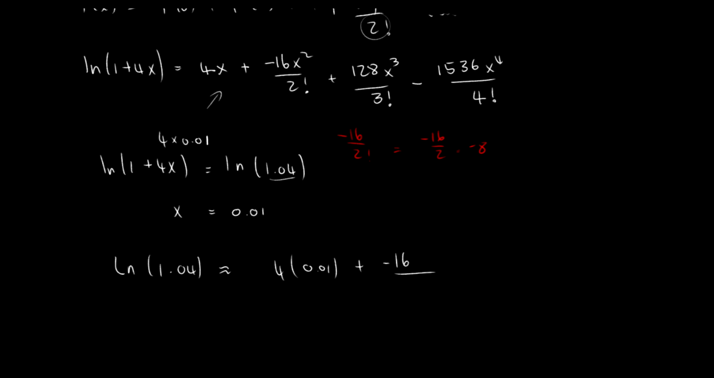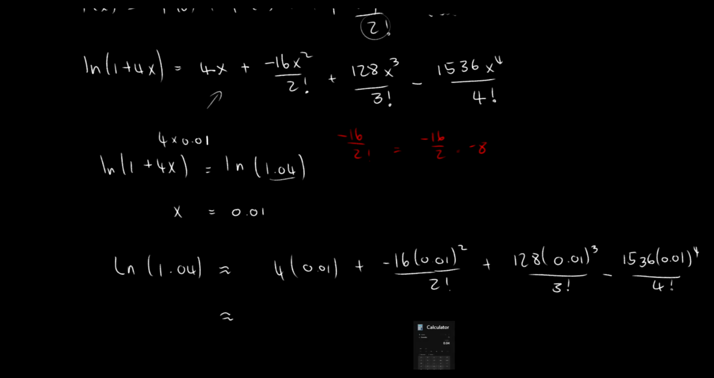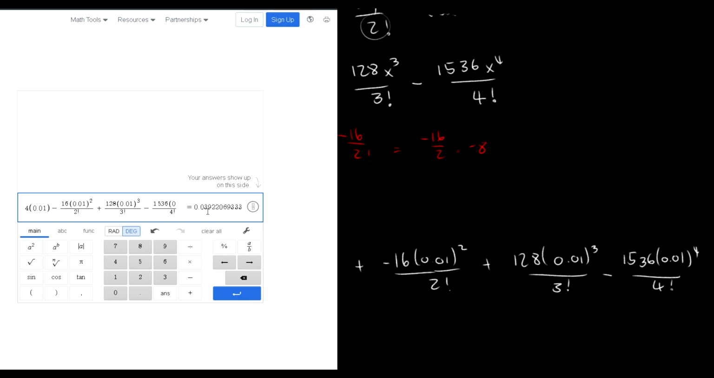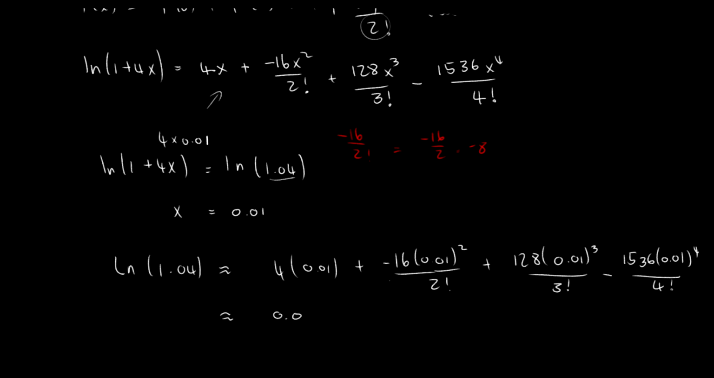I don't think anyone really cares too much if you simplify or not. That's supposed to be a negative, sorry. Plus 128 times 0.01 raised to the 3rd over 3 factorial, minus 1536 times 0.01 raised to the 4th over 4 factorial. So we get an approximation. If we go to the 6th decimal place, it was 0.039220. Wait, 1, 2, 3, 4, 5, 6. Okay, so maybe we can make it 0.039221. So there's your final answer. You leave it in this form, and you're all good to go.